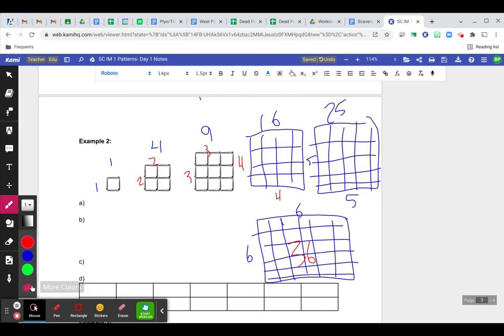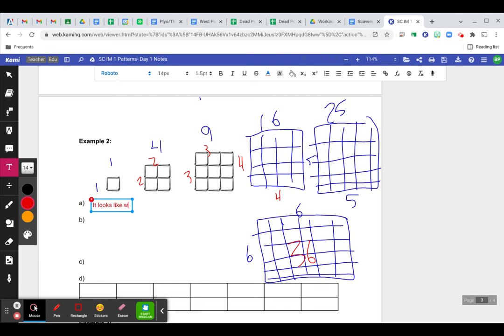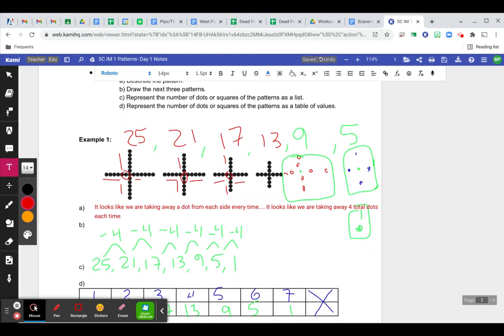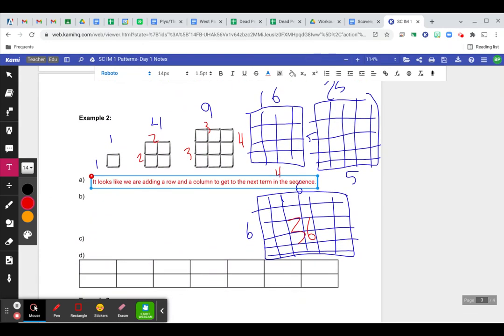So if you were to describe this, it looks like we are adding a row and a column to get to the next term in the sequence. That's one way you could describe it. Looks like each time we're adding a row on top and a column on the side. For B, we already did that. We drew the pictures. And then for C, what's it looking for? It wants our numerical sequence, which we already kind of did as well, right?